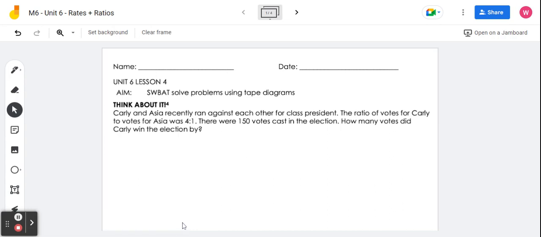Hey there, kiddos. This is video 6.4, where we will be covering rates and ratios. And in particular, we're going to be seeing how we can solve problems using tape diagrams.